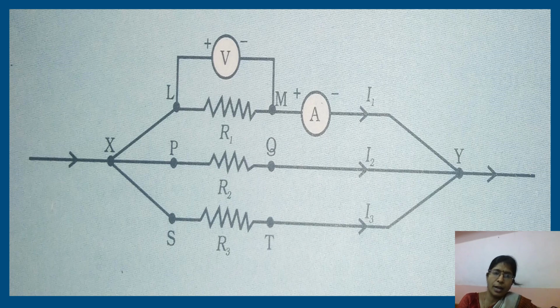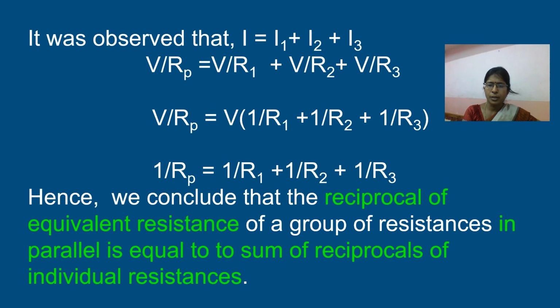When the ammeter is placed at the first resistor, the current reading is I1, and when it is placed at the second resistor, it was found to be I2. Then the ammeter is shifted to the third resistor and the current was observed to be I3. It was observed that I is equal to I1 plus I2 plus I3.